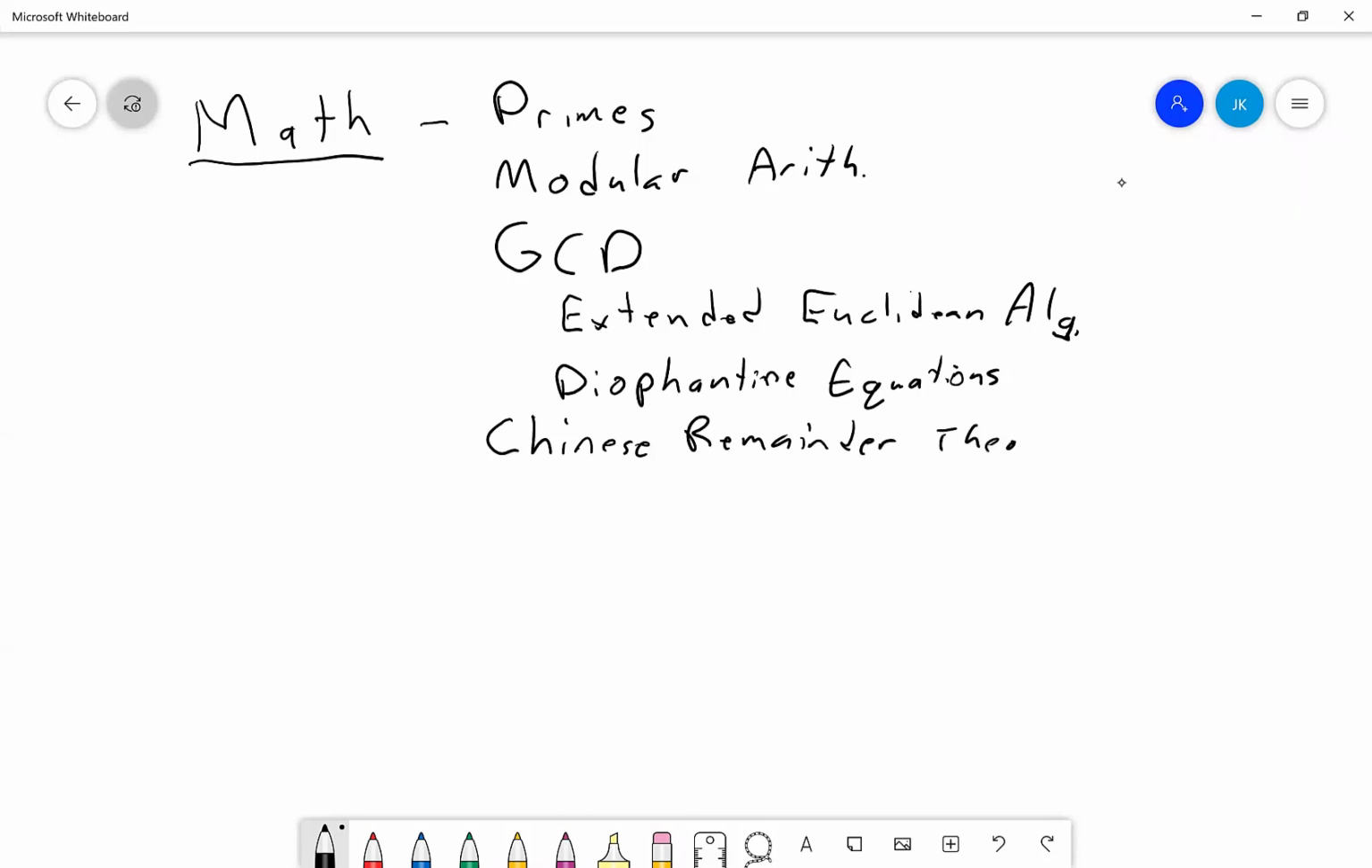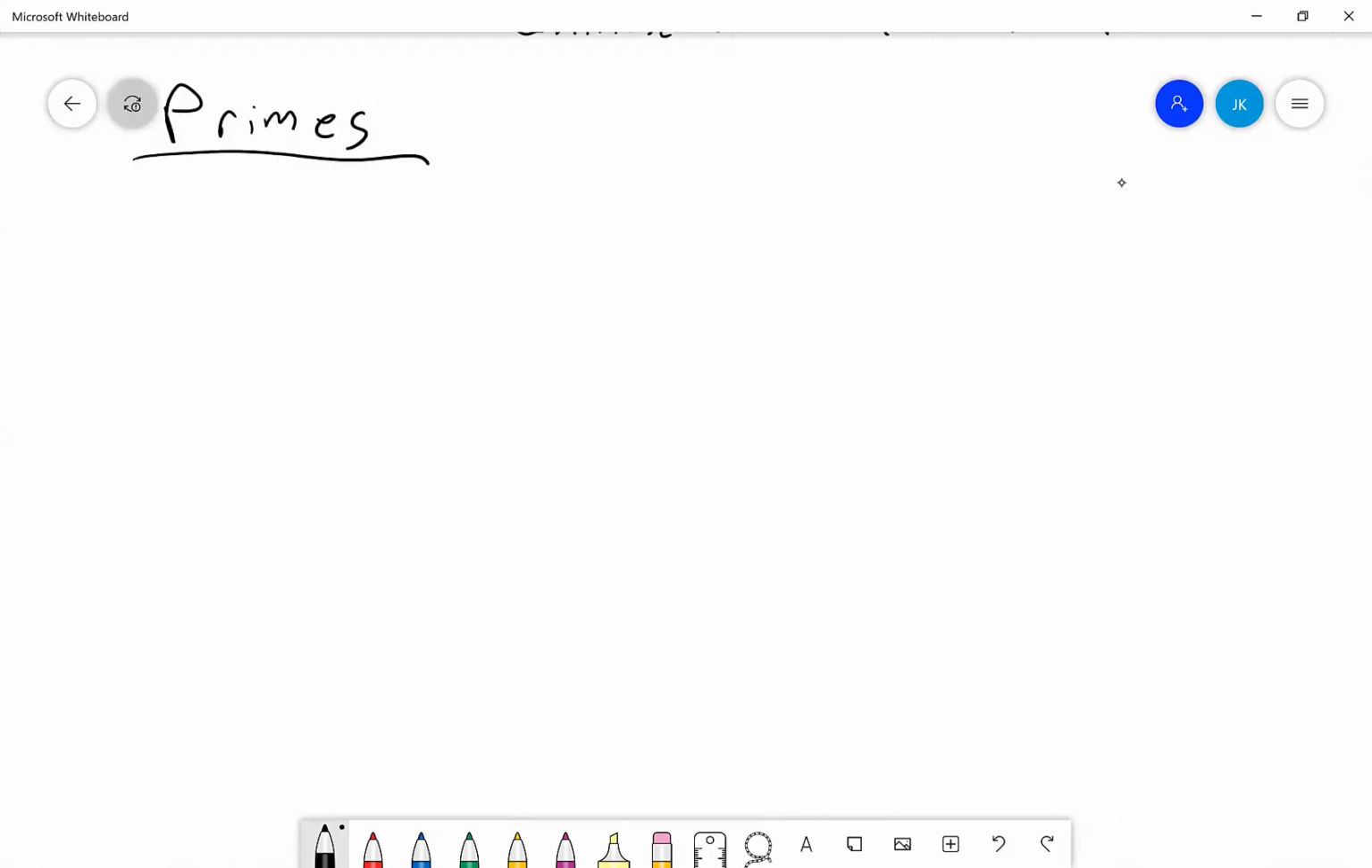So it might not be obvious how all of these things are related to each other, but I'm going to go through each of them so that you can see them. Now, probably the least related of all of these is the first topic, and that has to do with prime numbers. Finding primes is a long-standing problem in math and computer science. There's nothing new about this.